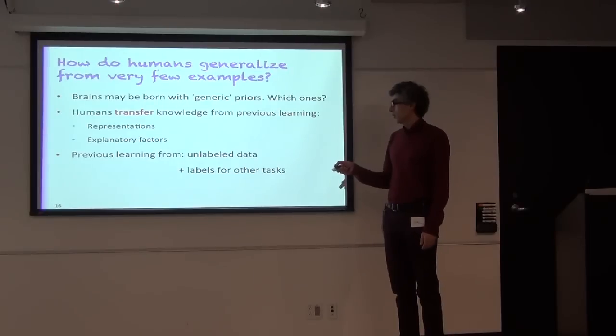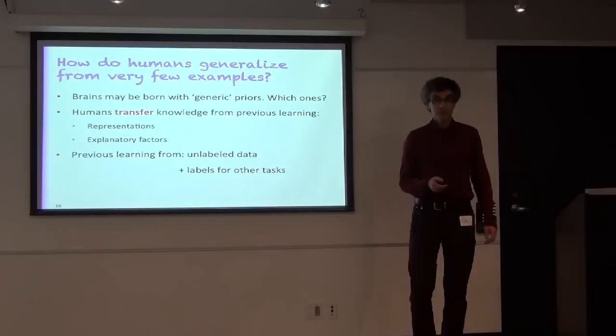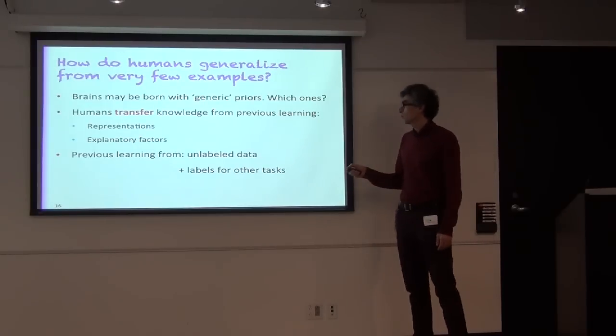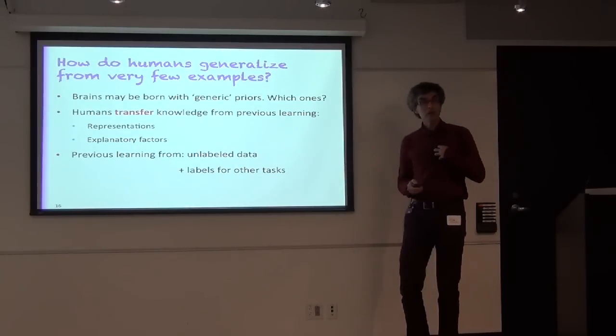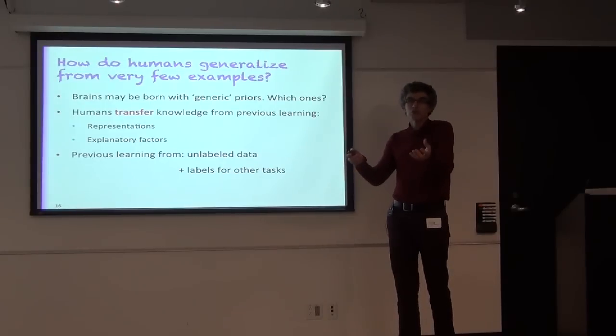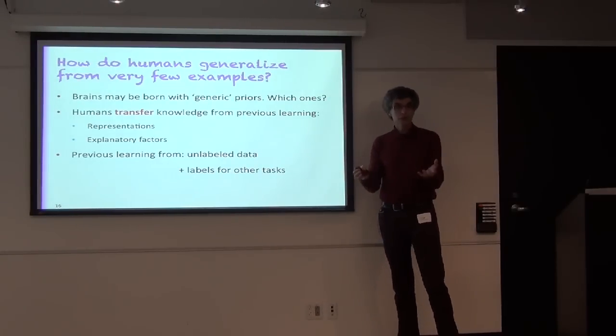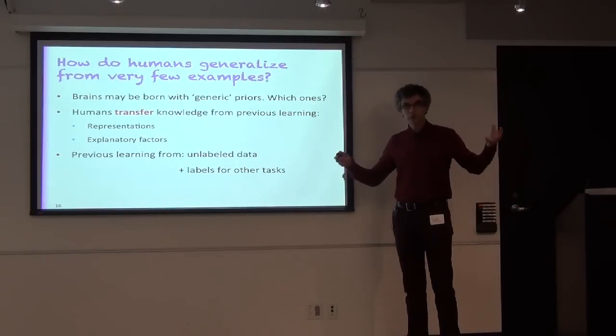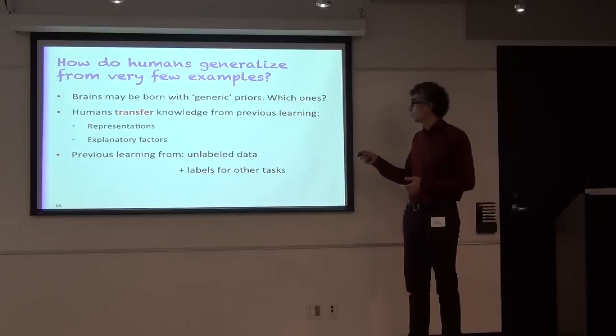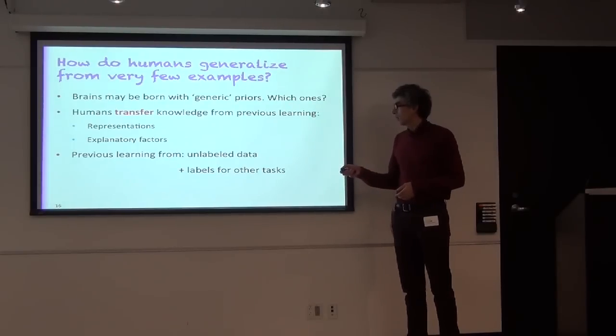Well, there are a number of answers. One is brains don't start from scratch. They have some priors. And in particular, I'm interested in generic priors that allow us to generalize to things that evolution didn't train our species to do, but still we do very well. So we have some very general purpose priors that we are born with, and I'd like to figure out which they are, because we can exploit them as well.